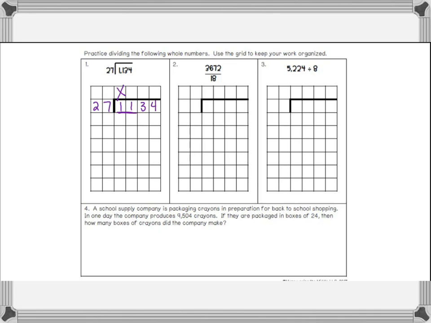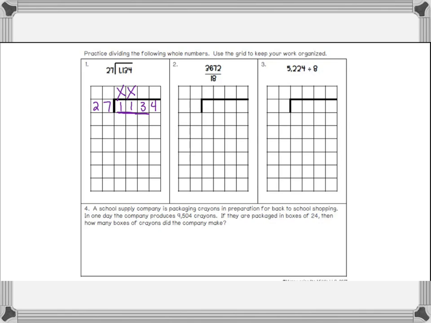So now we're going to look here at 11. 11 divided by 27. Well, 11 is still smaller than 27. So I'm going to put another X here. That's not going to work. I cannot divide 11 by 27. It really would be a 0, but since we're at the beginning of the number, we're not going to put a 0 there. So now I'm going to look at 113.